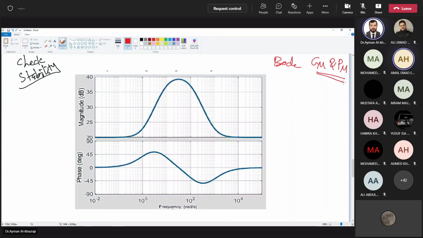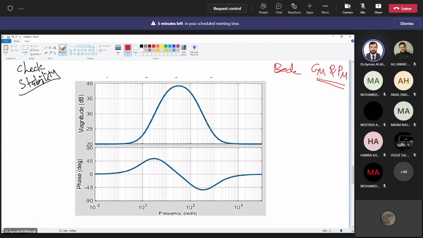Yes, doctor. Stability: it's gain margin and phase margin. Okay, let me see this system. If gain margin is negative, unstable. If phase margin is also negative, system unstable. Okay, where is gain crossover or phase crossover? Where is my magnitude? This is my magnitude.